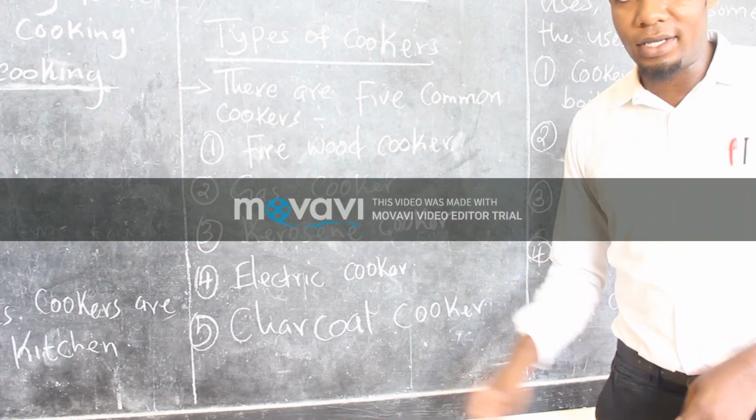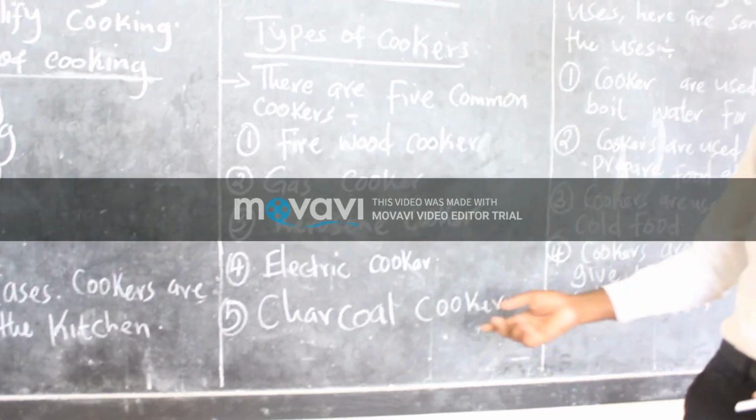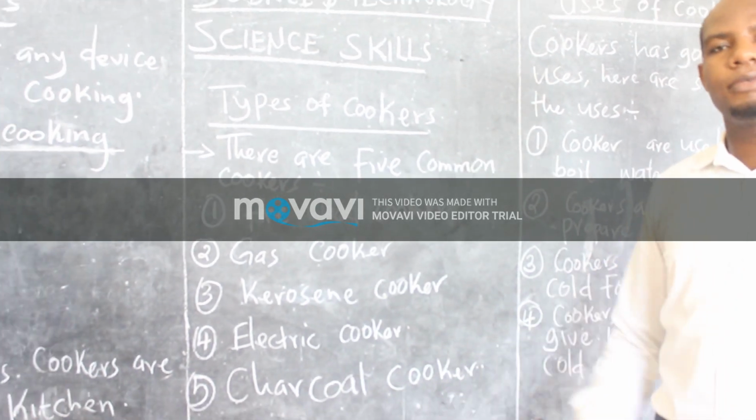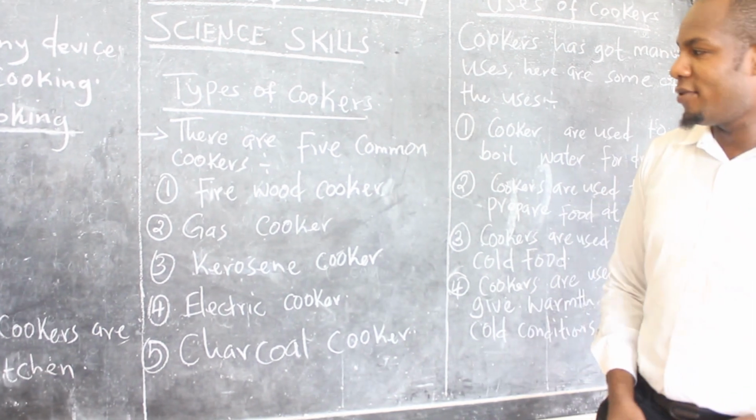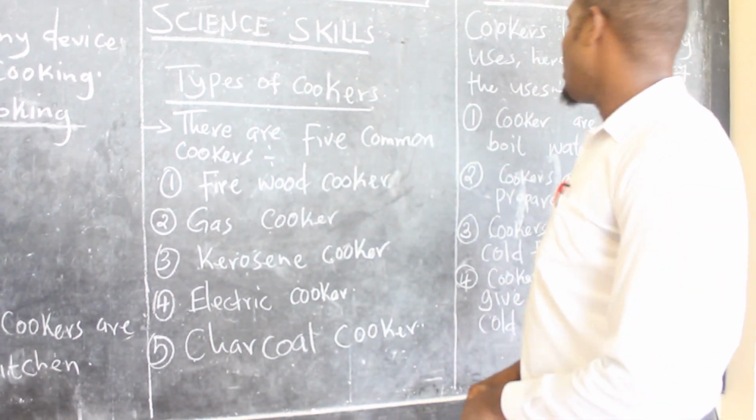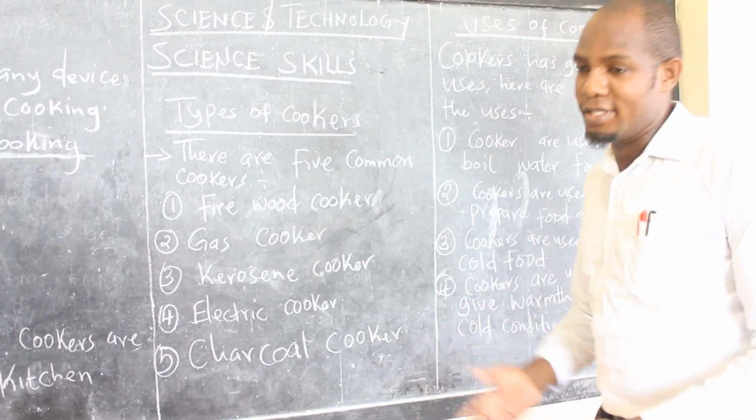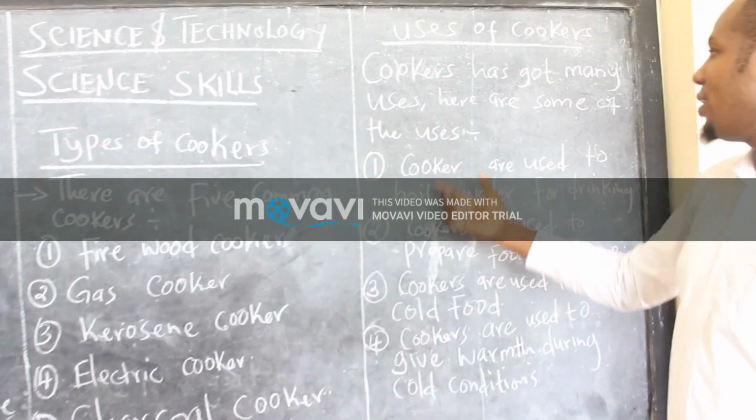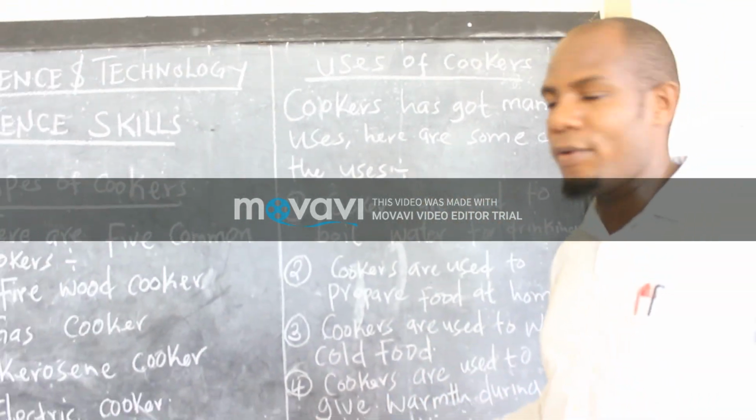Also, there is the electric cooker. An electric cooker uses electricity as the fuel. There is also the charcoal cooker. A charcoal cooker uses charcoal as a fuel. Therefore, as we all know these things, cookers have got some uses. So I have prepared here some of the uses of cookers. Cookers have many uses, but I have just highlighted 4.